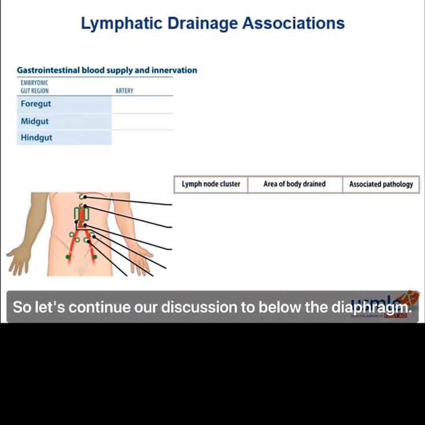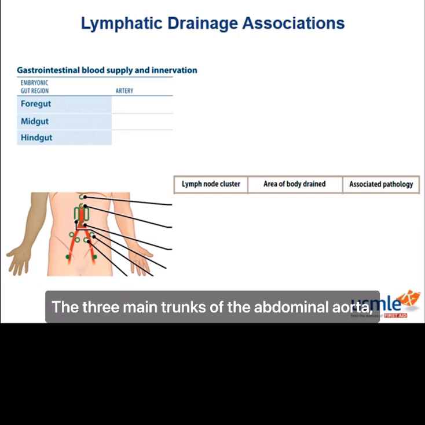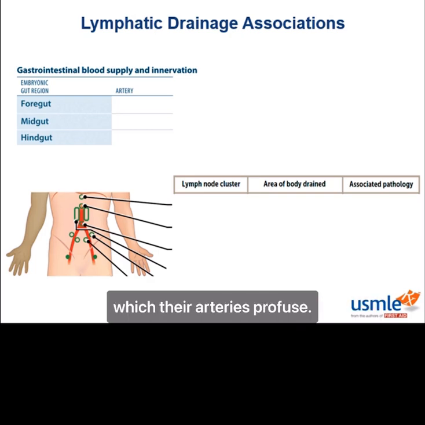So let's continue our discussion to below the diaphragm. The 3 main trunks of the abdominal aorta each has its own separate set of lymph nodes, and they more or less drain the areas which their arteries perfuse.